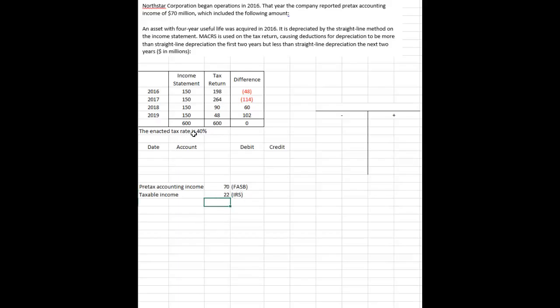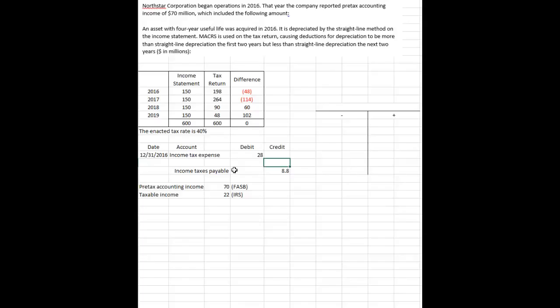So we're going to calculate our taxes, which we have an enacted tax rate of 40%. So at the end of this first year, we're going to have income tax expense, which is a GAAP number of 40% of the pre-tax accounting income. And the IRS number, we're going to have to pay the IRS. Income taxes payable, a liability, increases with a credit. We're going to pay them not $28 million, because they say using our rules you only have to pay 40% of your taxable income. So $8.8 million.